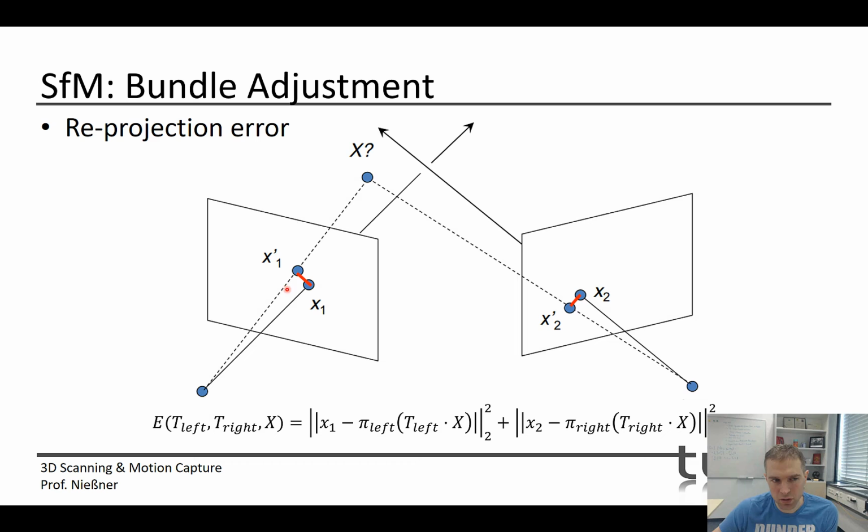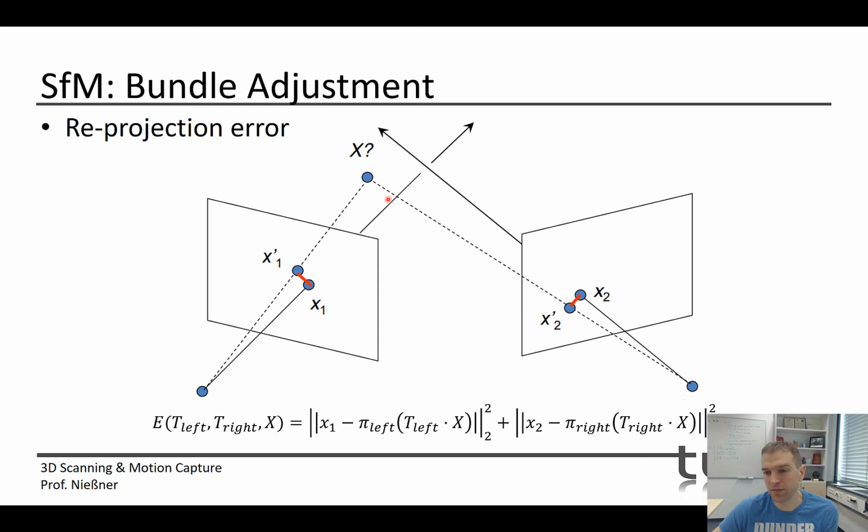We know that it should match with X1, and all we're doing right now is we're saying X1 minus where was the projection of this point X here in this camera. And we would like to minimize the distance between these two, right? Between the projection and the matched key point.